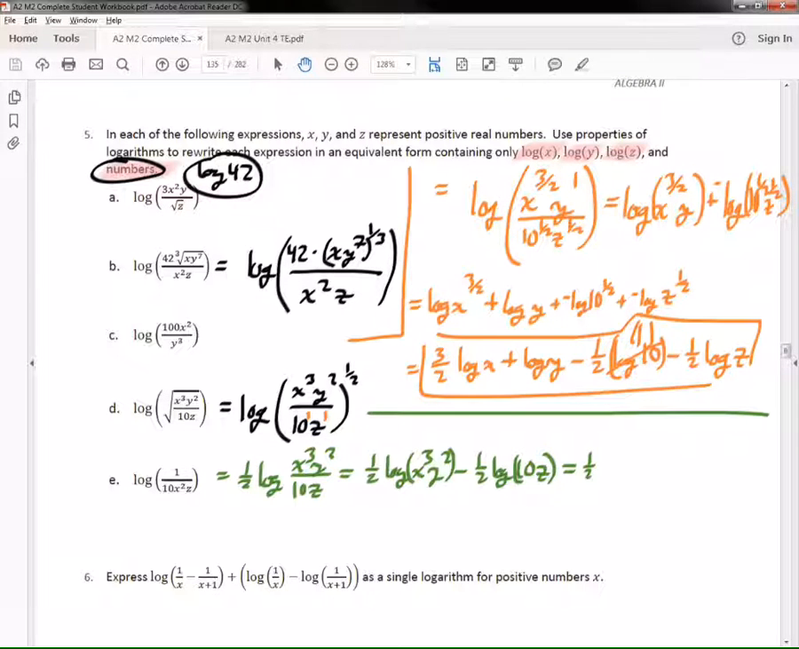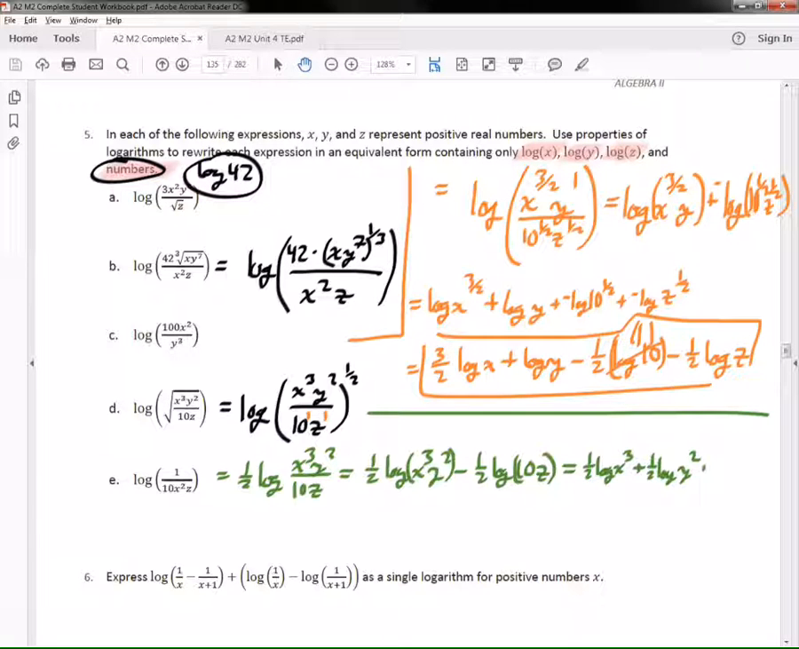So we have 1/2 log of x to the third plus 1/2 log of y to the second power. You guys see what I did so far? All I did was split up this part. That's how I got this. Now I'm going to split up this one. But this time there's a negative 1/2 attached to the log.